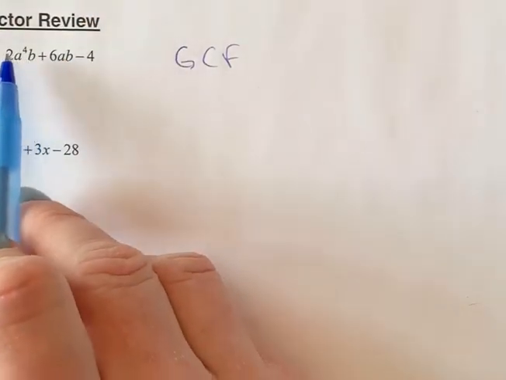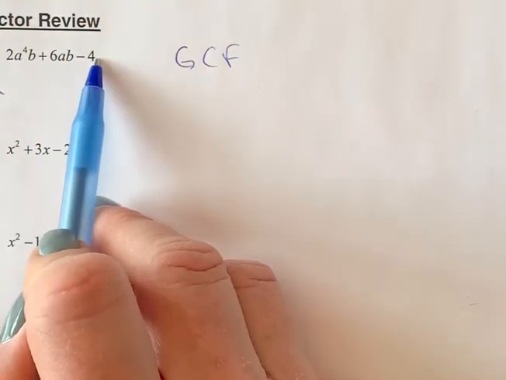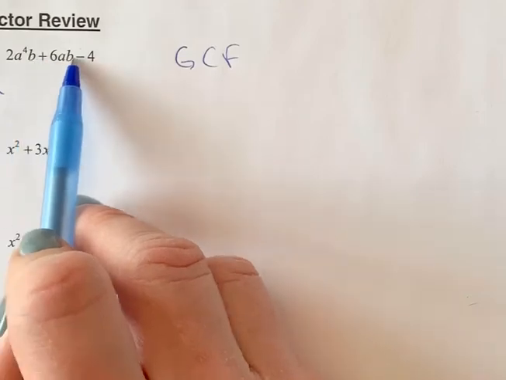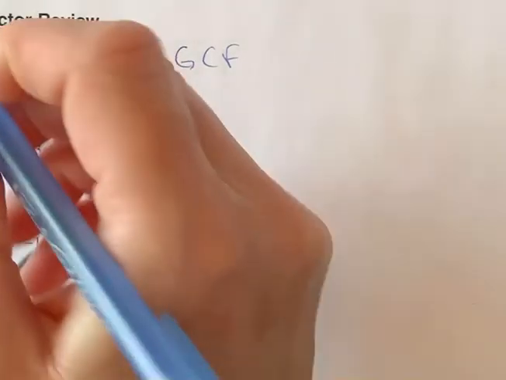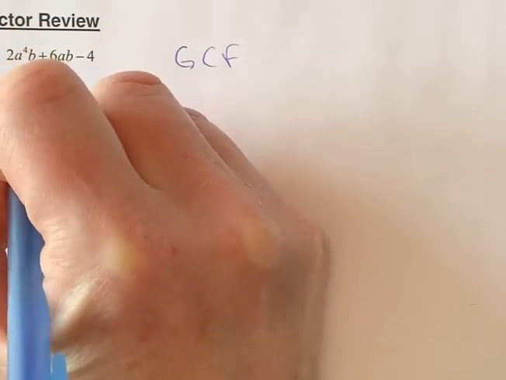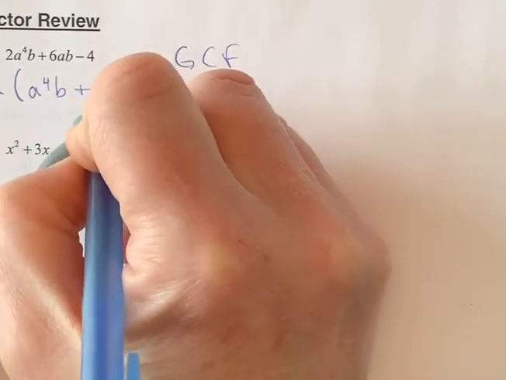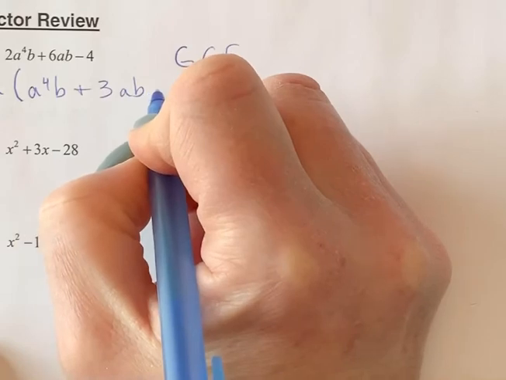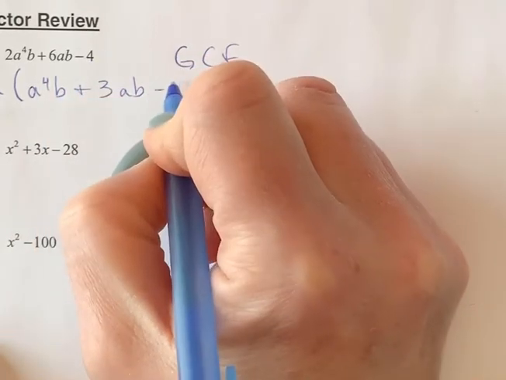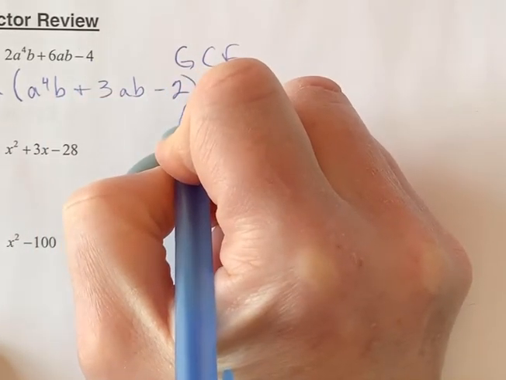We look at the variables. There's not an A in the last term, so we can't factor out any A's, and there's not a B in the last term, so it's not common to all the factors. So 2 is the only thing we can factor out, which leaves those variables there. 6 divided by 2 leaves us 3. Our variables stay there. 4 divided by 2 leaves us 2.